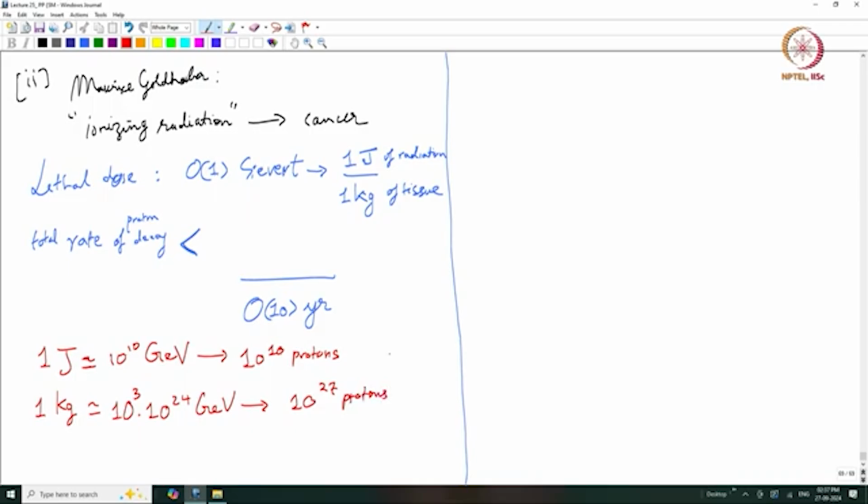Now I'm going to use that here to see that the rate, which depends on the fraction of protons that are disintegrating, has to be smaller than 10 power 10 divided by 10 power 27. Now what is that? Let me just mark this here. This bit is your lifetime. So each human is their own source as well as their own detector in this experiment.